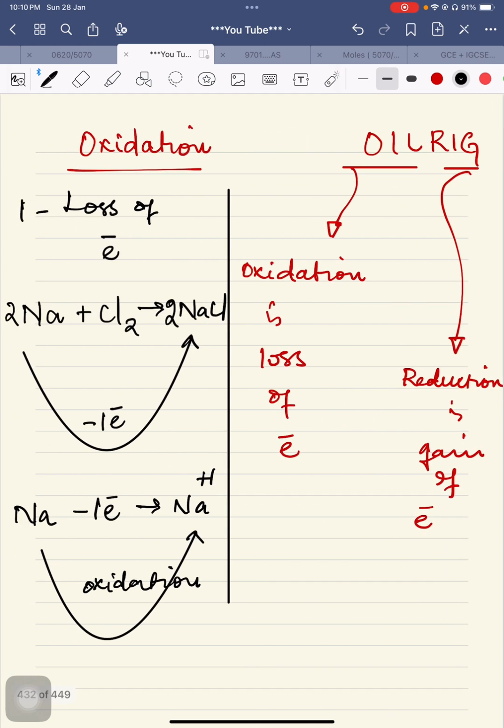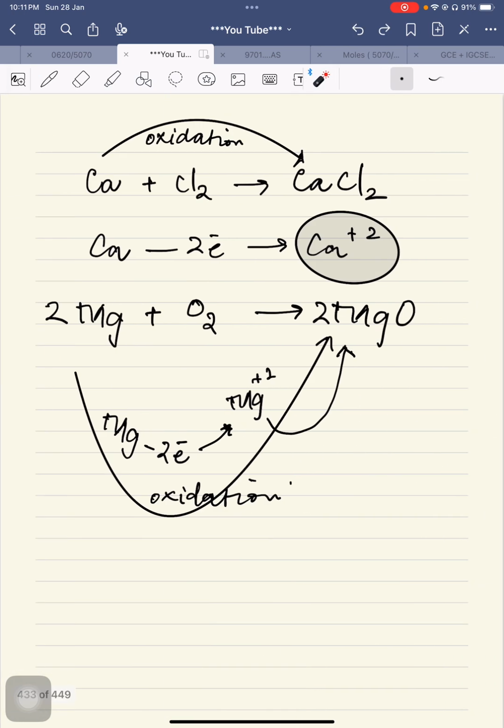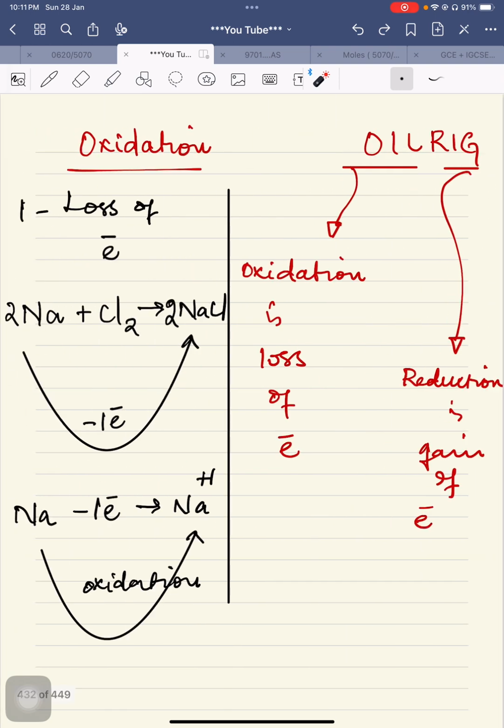Why are we not discussing chlorine over here, or oxygen over here? They are undergoing reduction. How are they undergoing reduction? Let's discuss that as well. I am writing this with another color so that you may be able to differentiate among all of this very clearly. Now we are talking about chlorine.